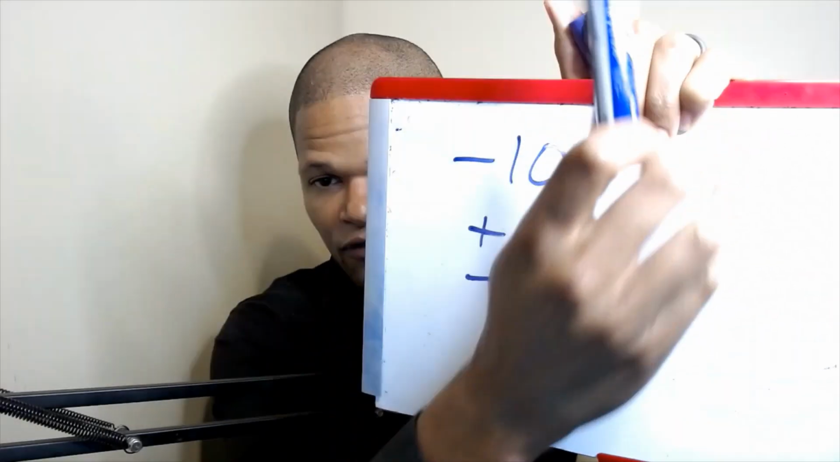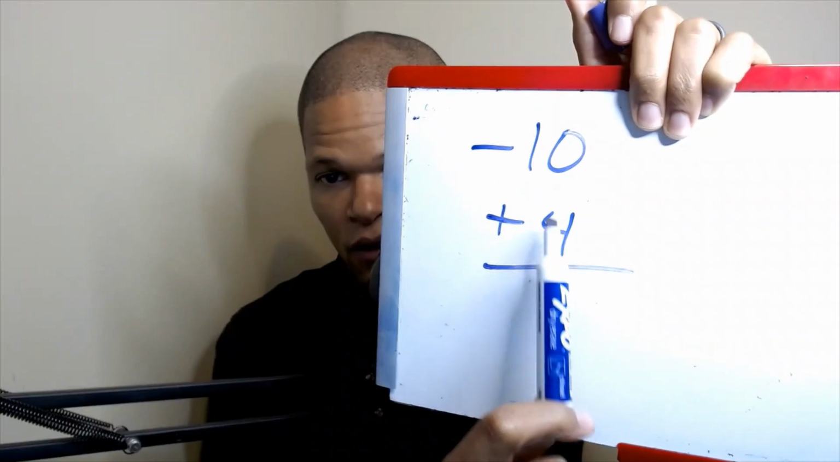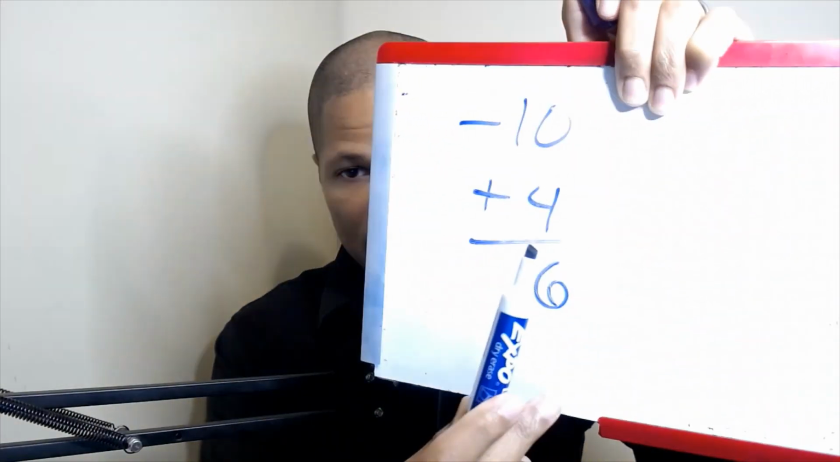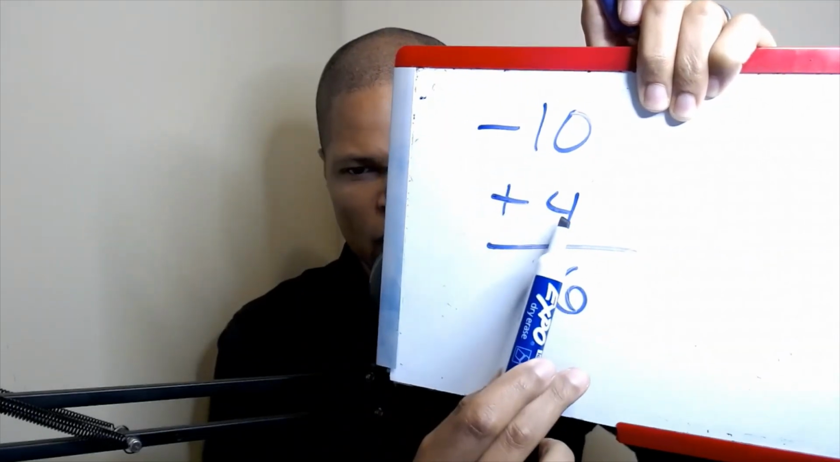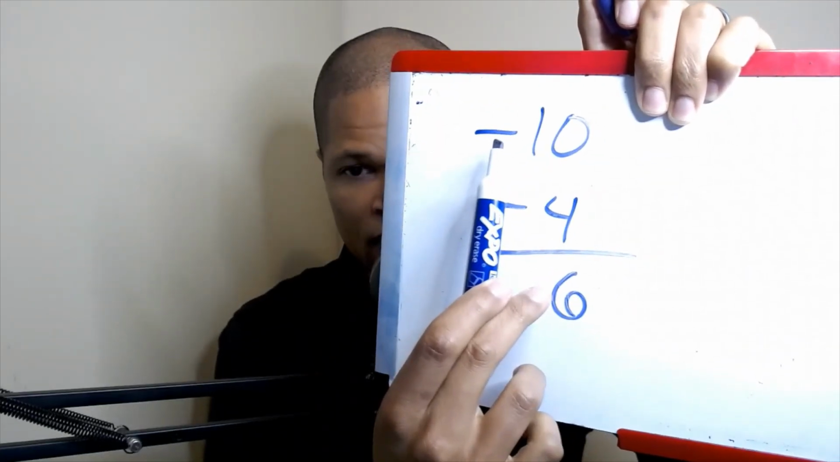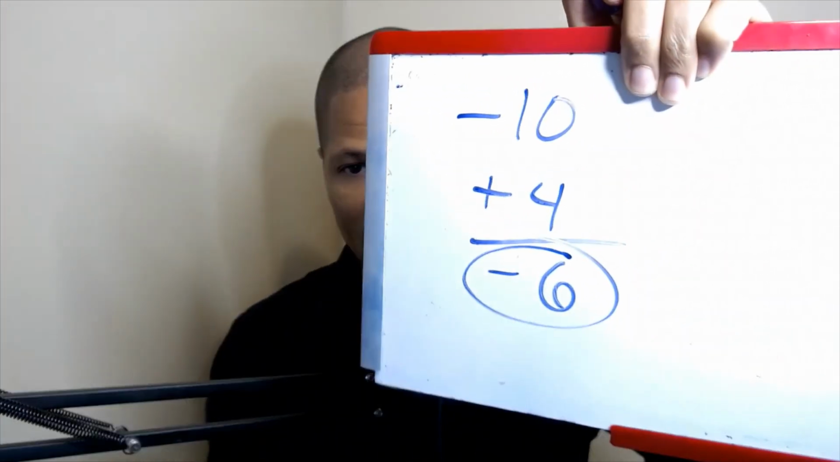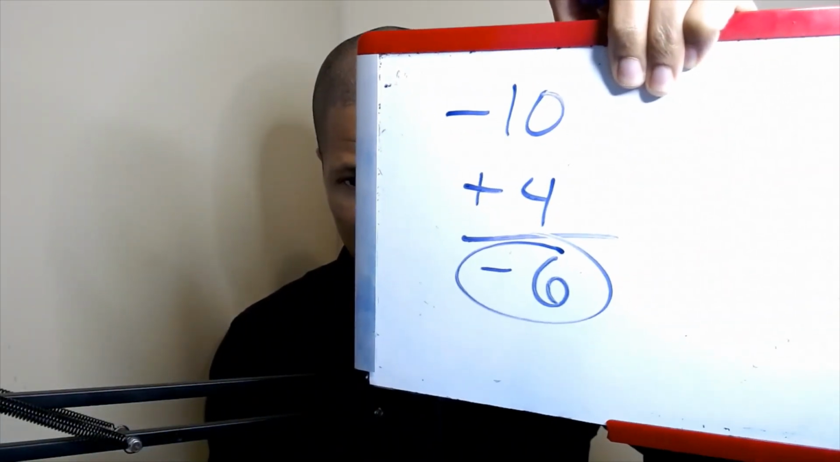I'm taking the difference. So just look at the 10 and the 4. 10 minus 4 is 6. I know that's the case. But because 10 is a bigger number than 4 and 10 is a negative number, I'm going to make sure my answer is negative. So it's really going to be -6. Do you see how that works? All right, you see how that works?